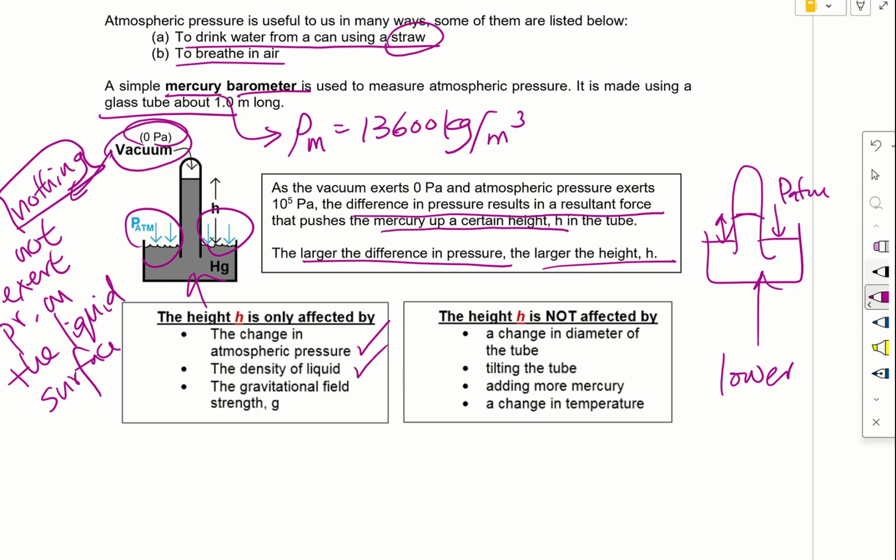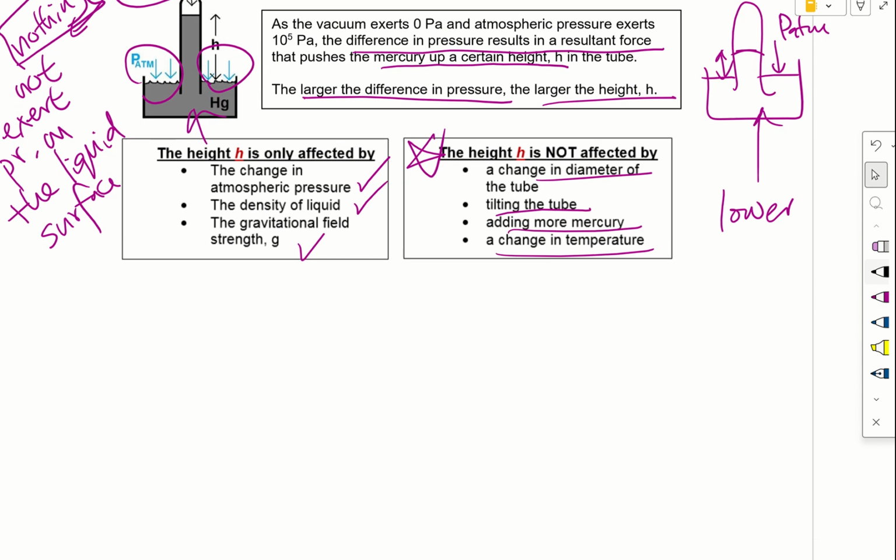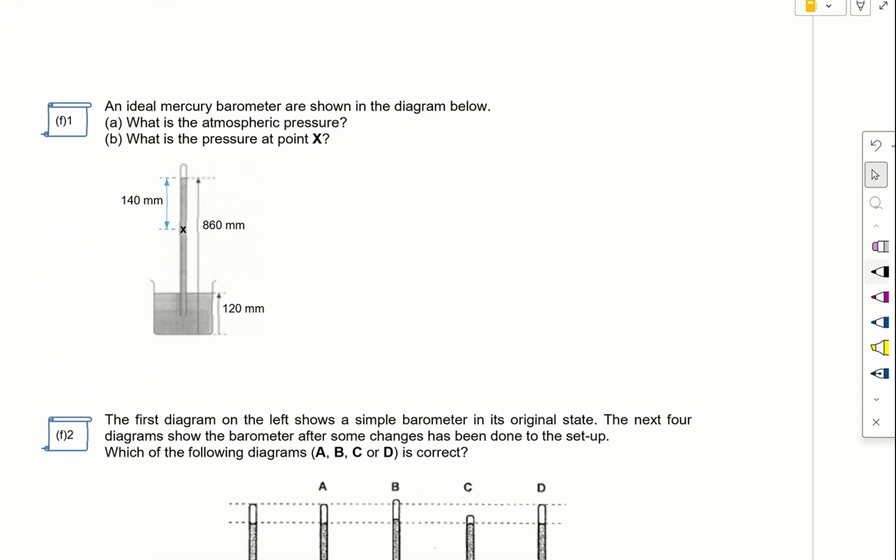Okay, so take note, the height is only affected by the change in atmospheric pressure, the density of the liquid and the gravitational field strength. Okay, the height is not affected by a change in diameter, right? As we can see from the communicating vessel, by tilting the tube or adding more mercury or a change in temperature.